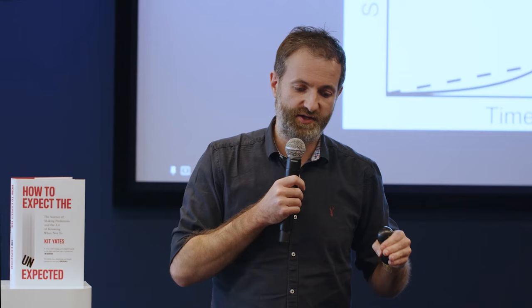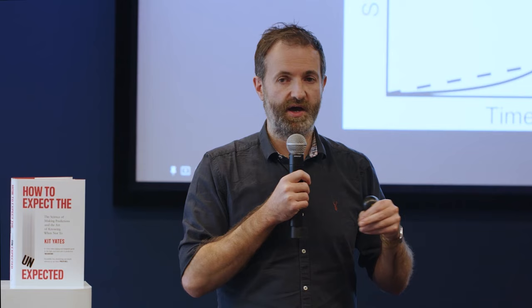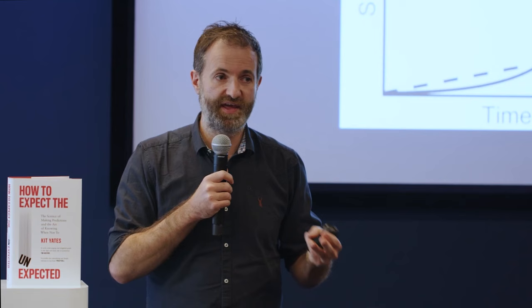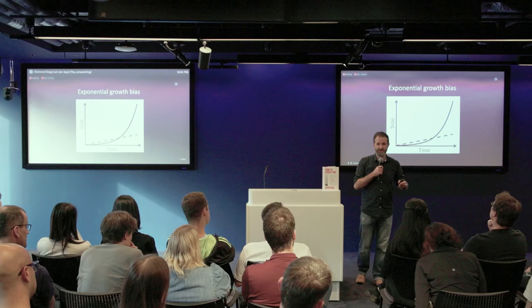The other thing about exponential growth bias, going back to the pandemic, is that people who exhibit higher levels of exponential growth bias were also less likely to comply with non-pharmaceutical interventions, things like mask wearing, social distancing, test taking, contact tracing, things which were designed to slow the spread of the pandemic. And the thinking is that people just couldn't appreciate how quickly this thing was going to take off.